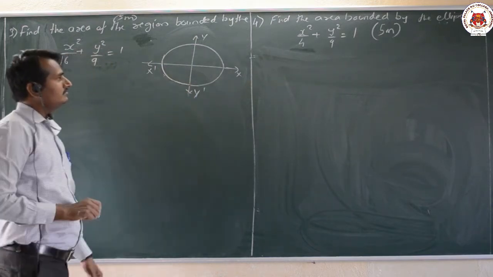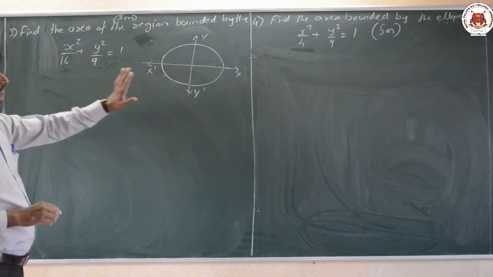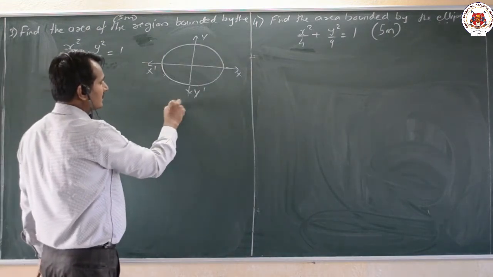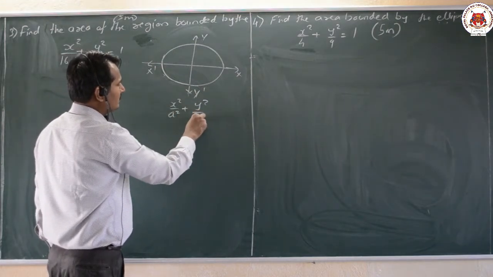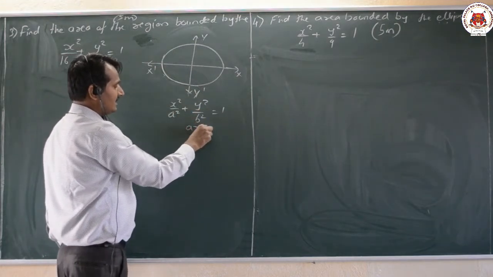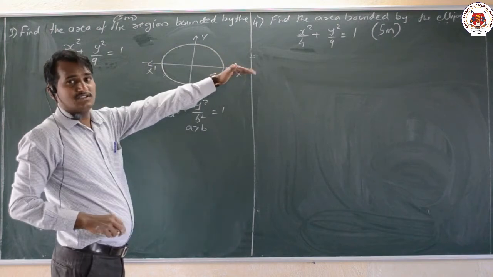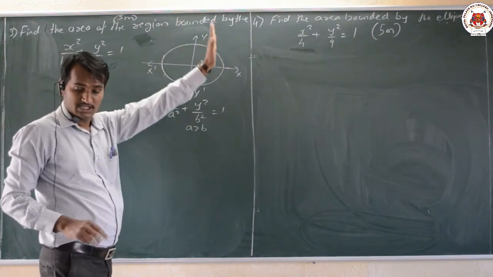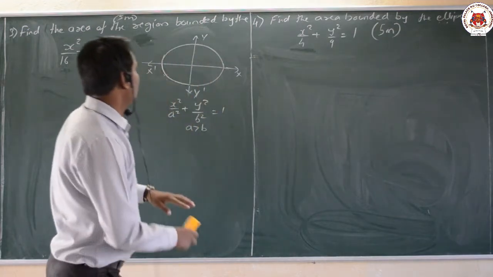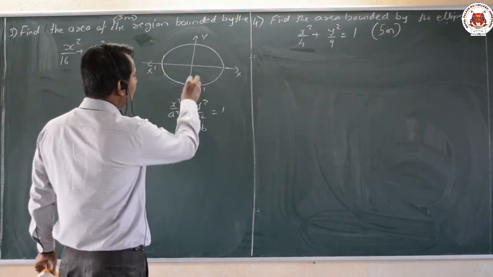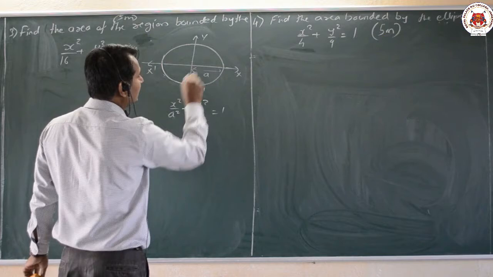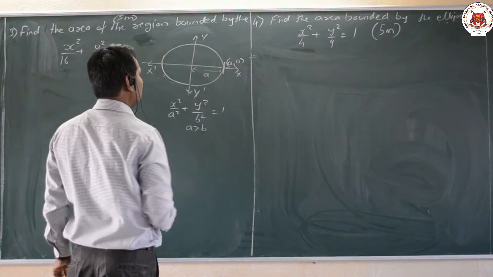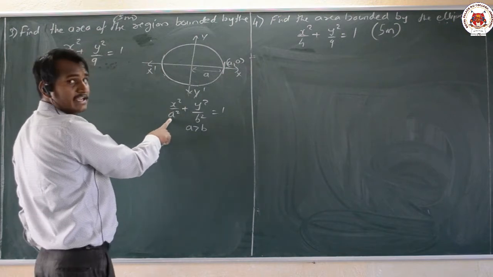Now here we have to find out the points. The equation of the ellipse is always x square by a square plus y square by b square equal to 1. If a is greater than b, the major axis is towards the x axis. If a is less than b, the major axis is towards the y axis. That means this distance is a, and this particular point will be (a, 0). I can determine the a value from a square.